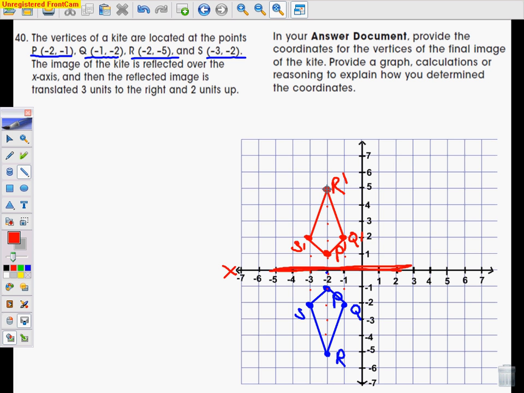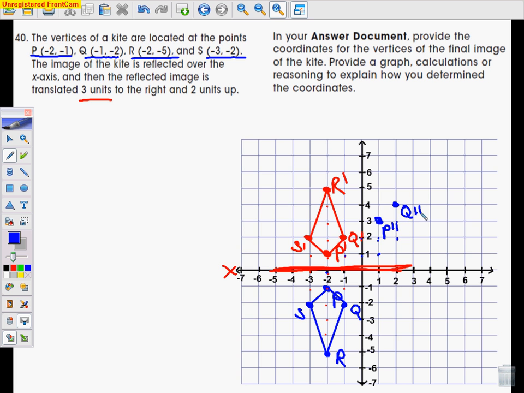So we did that part. It says next, then the reflected image is translated 3 units to the right and 2 units up. So let's go ahead and do that. Let's start with P prime. 3 to the right: 1, 2, 3, and 2 units up: 1, 2. So there's P double prime, we'll call it. All right, let's do the same thing with Q prime. 1, 2, 3 to the right. 1, 2 up. So there's Q double prime.